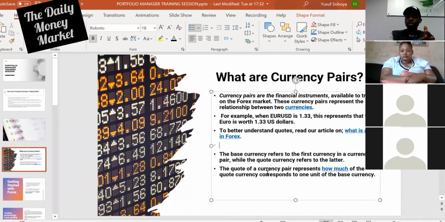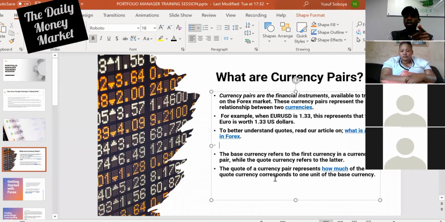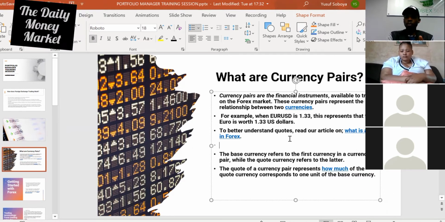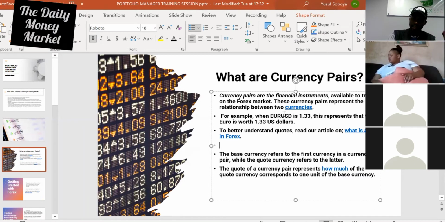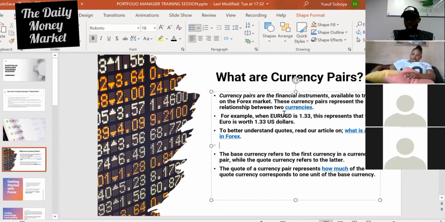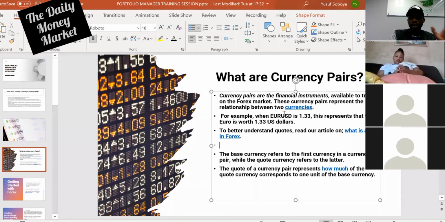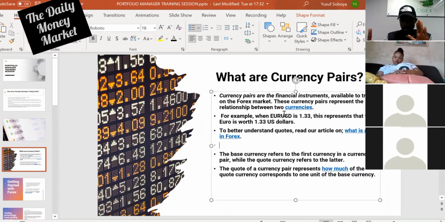The codes of the currency pairs represent how much of the code currency corresponds to one unit of the base currency. So between Euro and USD, Euro is the base currency because the name starts with the Euro and goes to USD. The Euro is the base currency. The USD is the code currency.